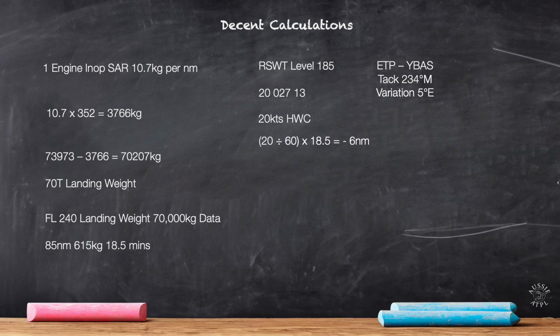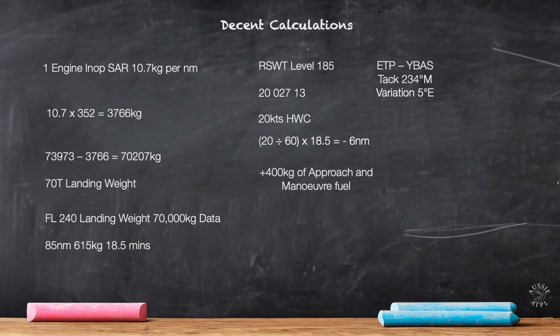So if we take our 20 knots, divide that by 60 for the hour, and then times it by the minutes, which is 18.5 minutes for our descent. That will give us a 6 nautical mile difference, and as it's a headwind, we're going to be taking that away from our 85 air nautical miles that we found in the graph.